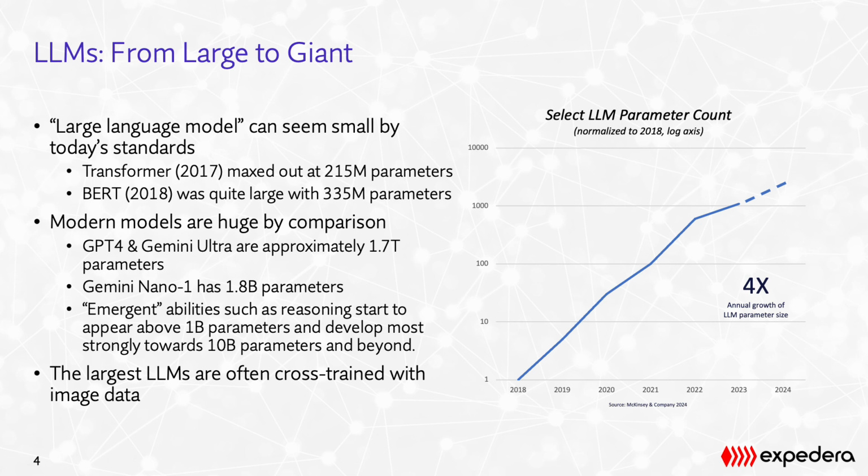BERT, similarly, just a year later, maxed out at 335 million parameters. And just like the transformer, that was truly massive by the standards of the time.